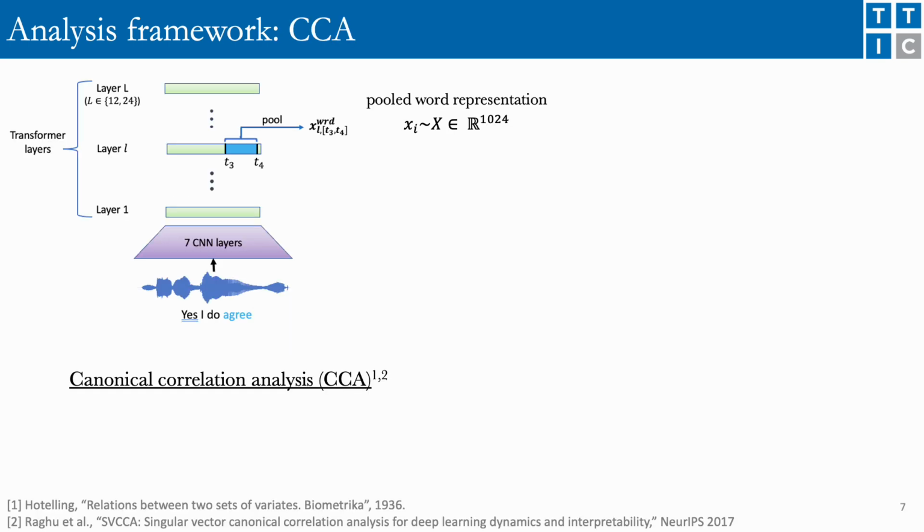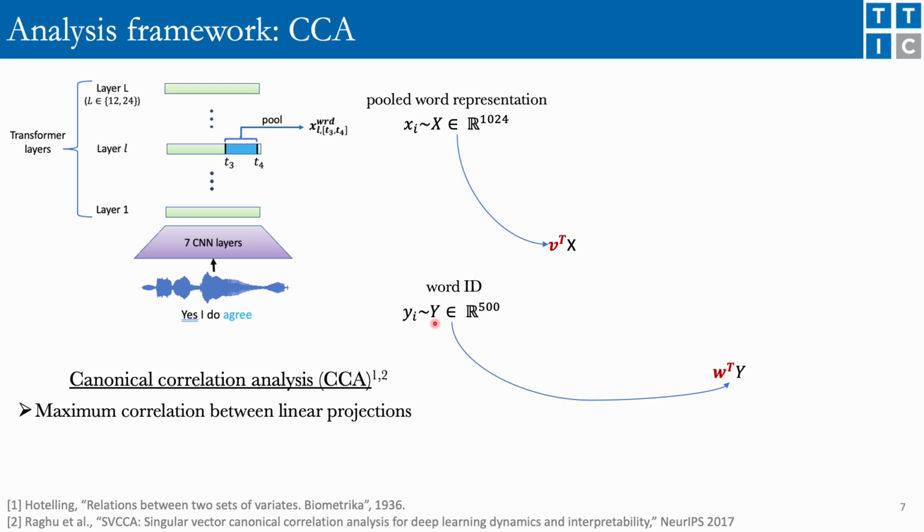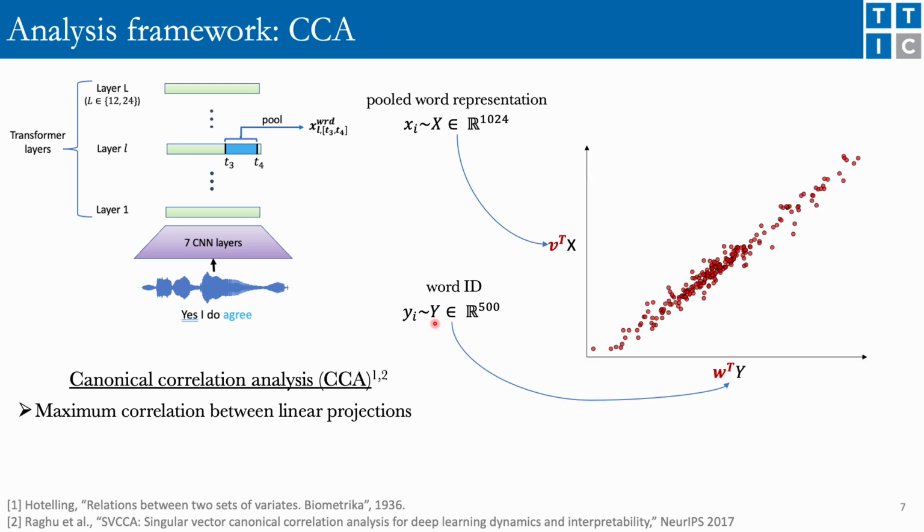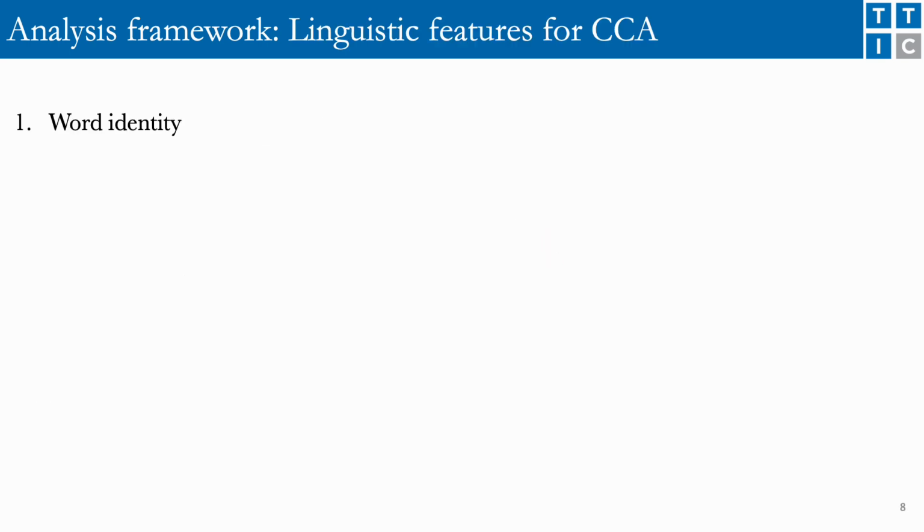For CCA, once we have the pooled word representations from an S3M layer, we use CCA to compare S3M representations with an external variable. For instance, for every X, we have a corresponding word identity that can be converted to a one-hot vector. CCA measures similarity between X and Y as a correlation between their linear projections. The optimal solution projects X and Y such that the correlation between the projected data is maximized. V and W are learned, and CCA has a closed-form solution which is typically quick to compute.